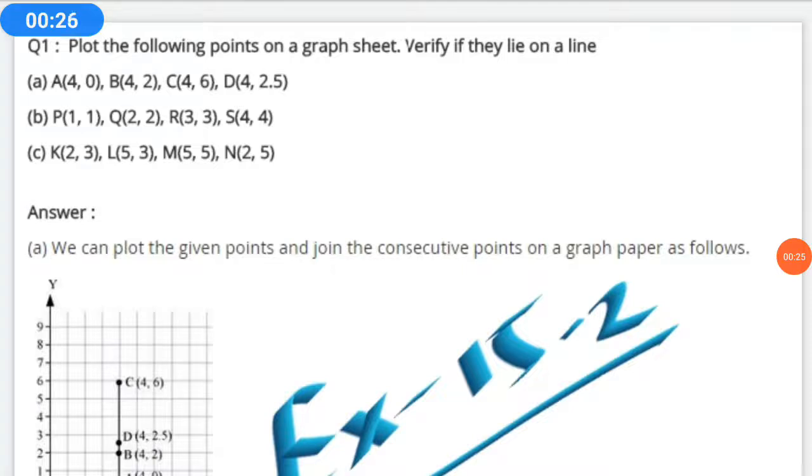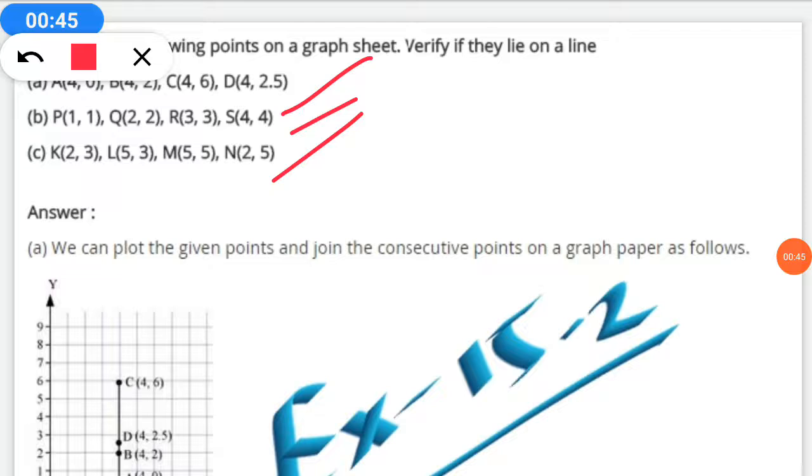Okay, so let's start. What does question number 1 say? Plot the following points on a graph sheet. Verify if they lie on a line. Okay, so what is asked in this question? In question number 1, these are the coordinates, isn't it? So these coordinates we have to plot on the graph.